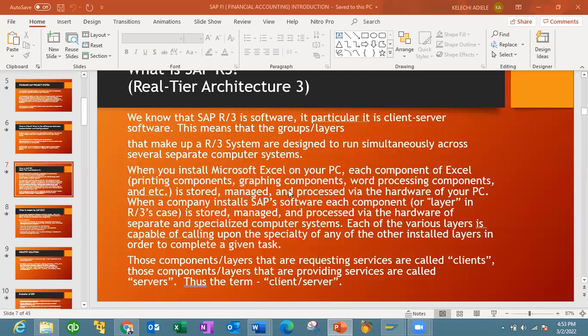That's why you have different versions. You have EHP6, EHP7, EHP8, just like that. Those are different versions, just as you have different versions of Microsoft Office, Office 10, Office 9, Office 7, just like that. So just know that ECC is the presentation, is what you see when you log in.